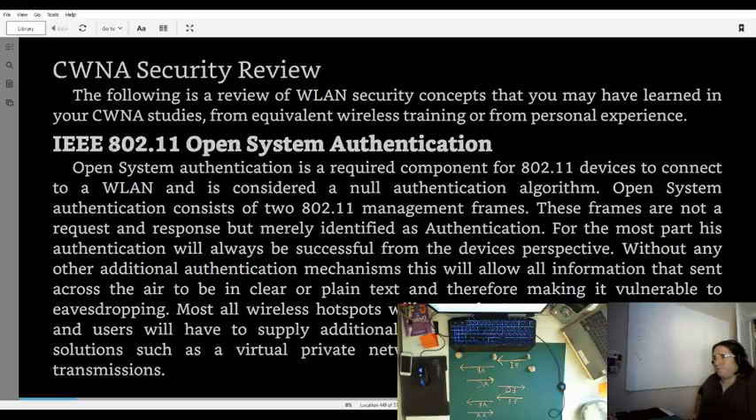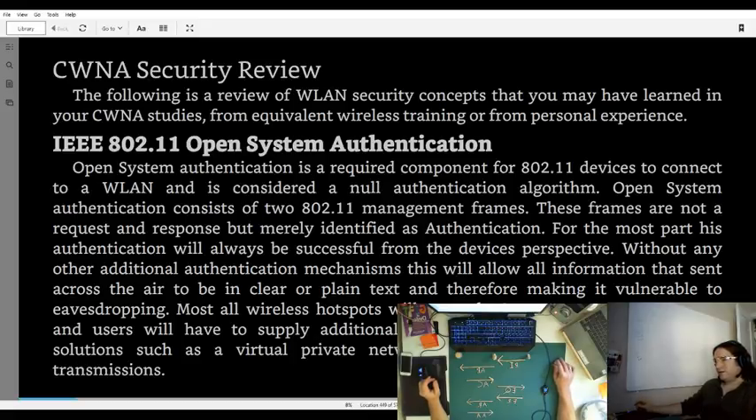CWNA Security Review. The following is a review of WLAN security concepts that you may have learned in your CWNA studies, from equivalent wireless training, or from personal experience. The 802.11 Open System Authentication. Open System Authentication is a required component of 802.11 devices to connect to a WLAN and is considered a null authentication algorithm.